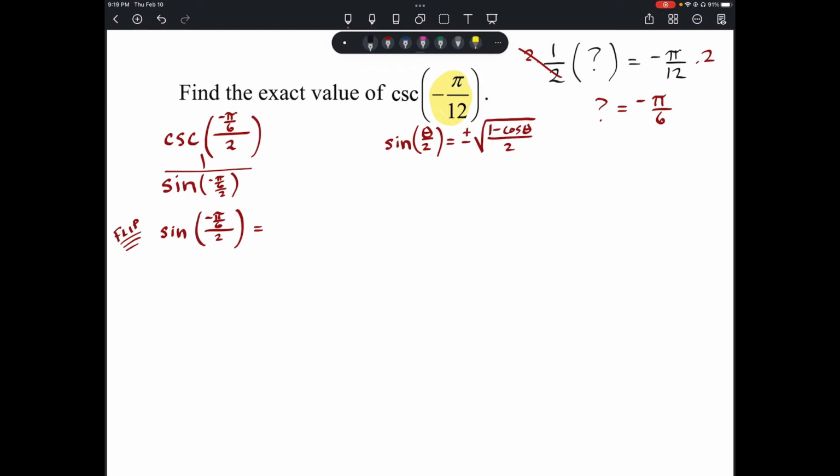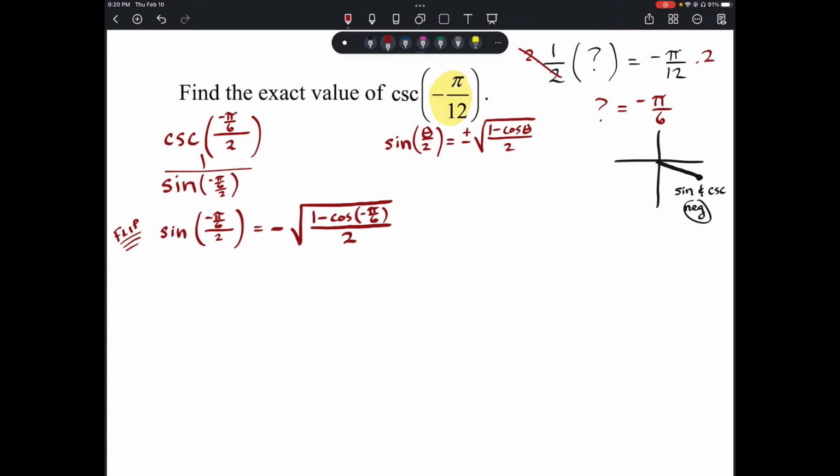Negative pi over 12, okay, is going to be down here in our fourth quadrant, right? So in this case here, our sine and our cosecant are both negative down in this quadrant, right? So we're going to take it and we are going to make this a negative square root of 1 minus the cosine of negative pi over 6. Okay, and then that's all over 2.